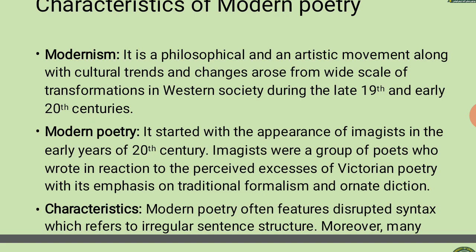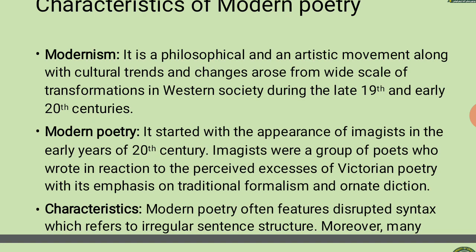And this particular movement is most of the time attached with the English people or the lives of the English people. And similarly, another concept of literature with this age is modern poetry. As we can also see, modern poetry started with the appearance of Imagists in the early years of the 20th century. Imagists were a group of poets who wrote in reaction to the perceived excess of Victorian poetry, with its emphasis on traditional formalism and ornate diction.